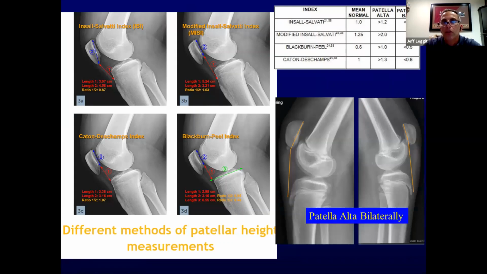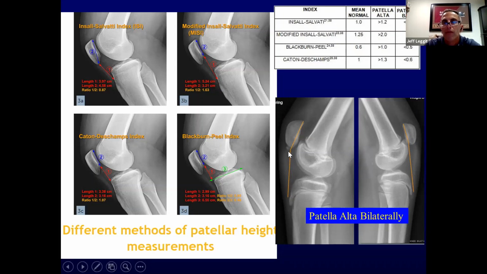Now, I also encourage you to look at your own films. This was an adolescent that presented with knee pain, and the radiologist did not call it patella alta and also didn't comment on one of the abnormalities. There's patella alta on both these x-rays. This one is more predominant, but they also did not call this ossification center here, which is Sinding-Larsen-Johansson, which is akin to Osgood-Schlatter.